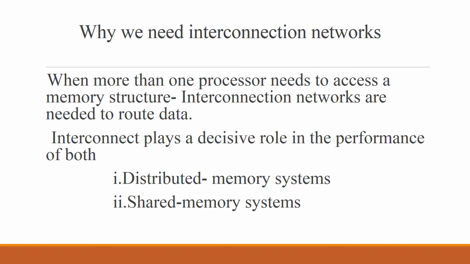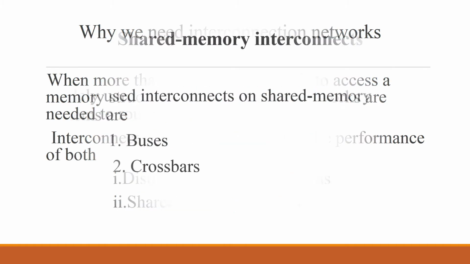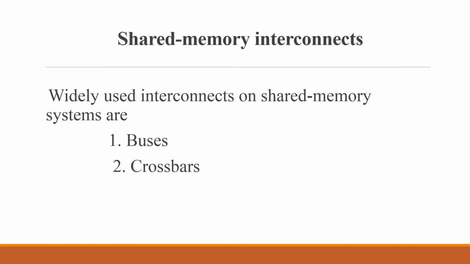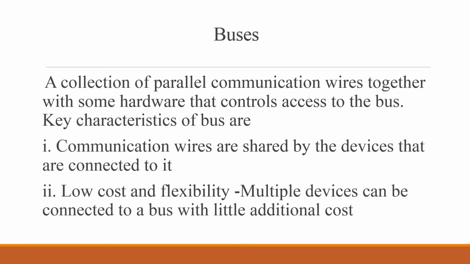Interconnection networks are needed to send and receive data from one processor to another processor when they are in the network. And interconnection networks play a major role in distributed memory systems and shared memory systems. Shared memory interconnects. Widely used shared memory interconnects are buses and crossbars. Now we see one by one.